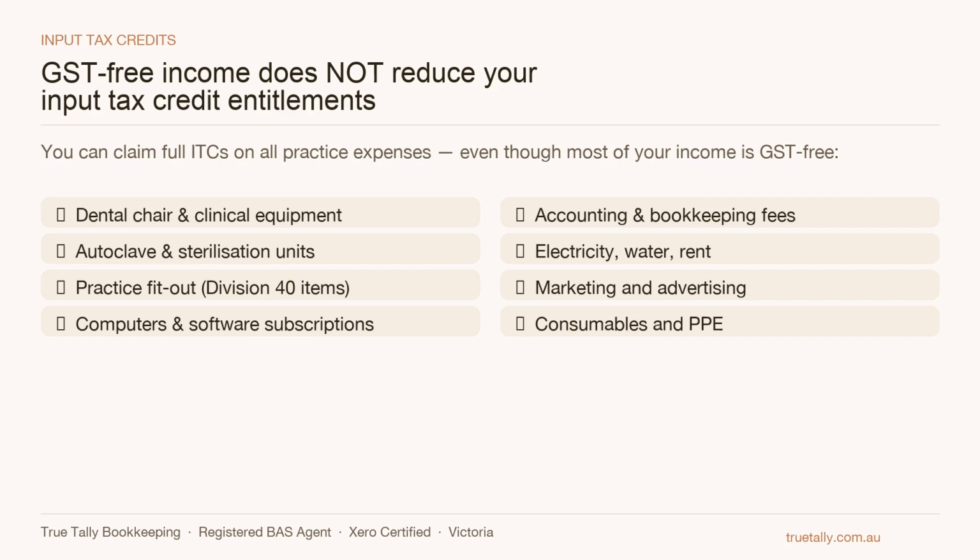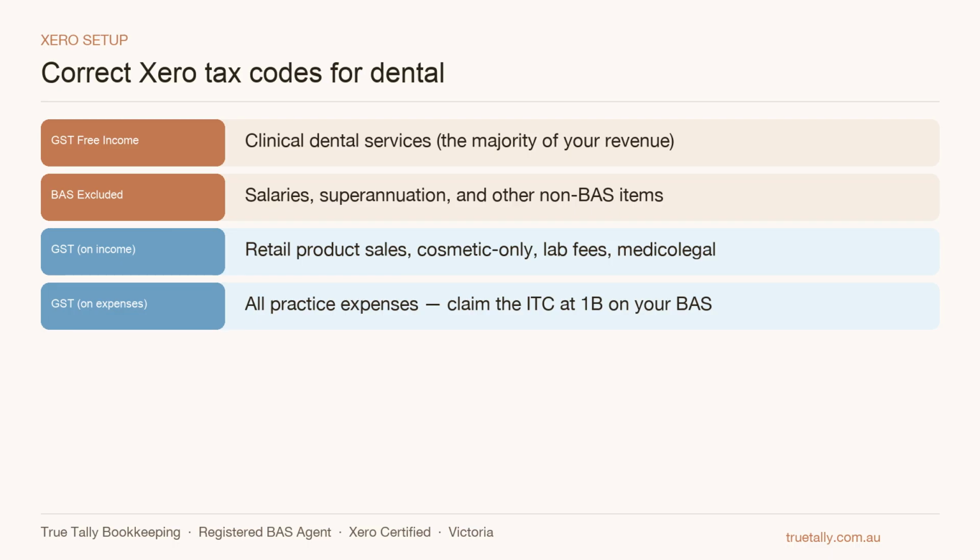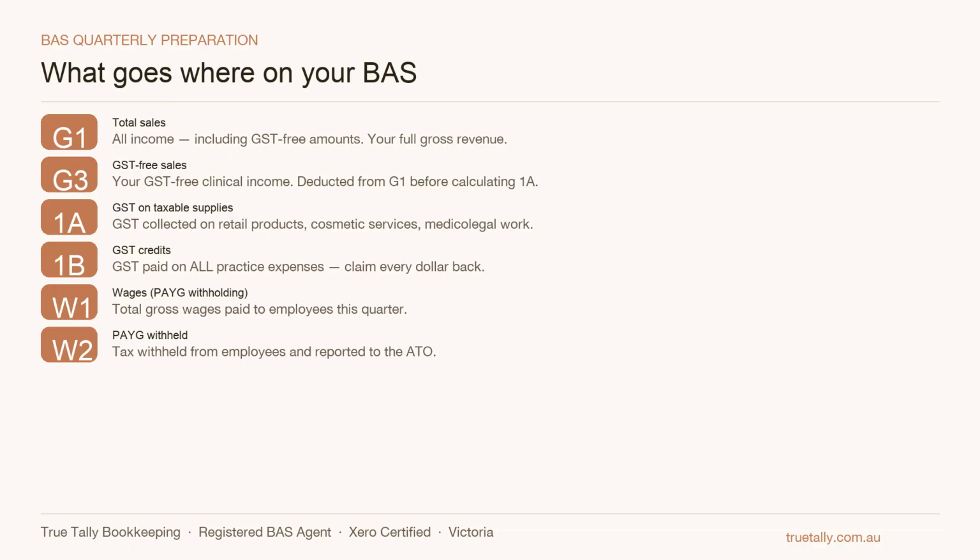The important thing to understand is that even though most of your income is GST-free, your practice is still registered for GST, and you can still claim full input tax credits on all of your business expenses. Your dental chair, your autoclave, your fit-out, your software subscriptions, your accounting fees, your electricity, your rent, all of these carry GST, and all of those input tax credits are claimable on your BAS. The GST-free status of your services does not reduce your right to claim back the GST you have paid on your business inputs.